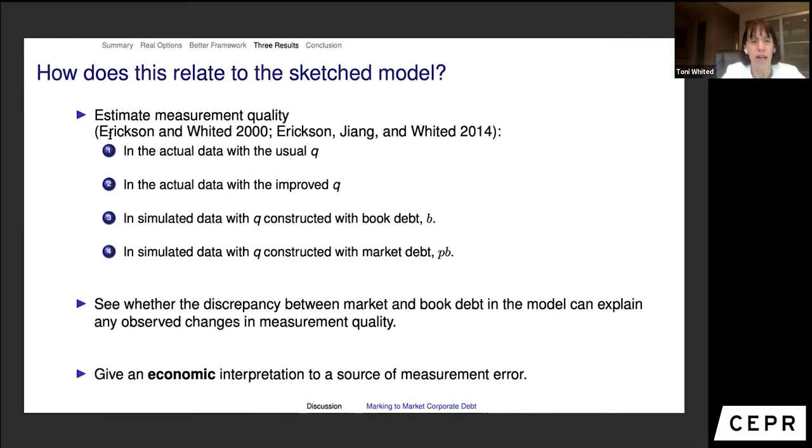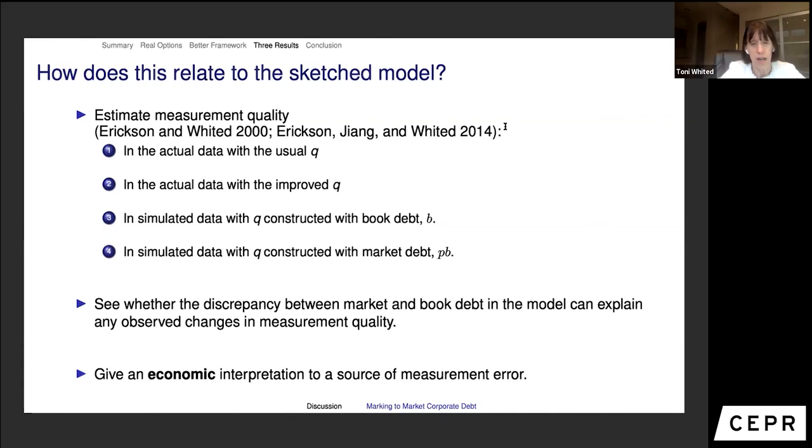My co-author Tim Erickson and I have been doing this forever. We figured out a nice closed form way to do it in 2014. And this is what I think the authors should do. They've already done half of it, which is steps one and two: the actual data with the usual Q and the actual data with the improved Q measure measurement quality, because it comes right out of there. But then do the same thing in the simulated data to see if you can get something quantitatively similar. Would it make sense that switching from market to book debt would give you the same improvement in measurement quality and the same lowering of the cash flow coefficient? I think that would be pretty interesting.